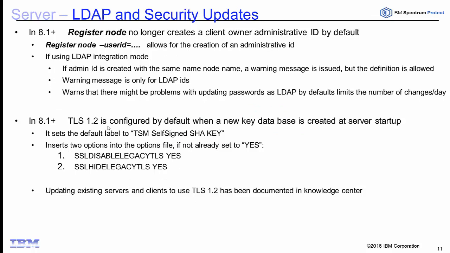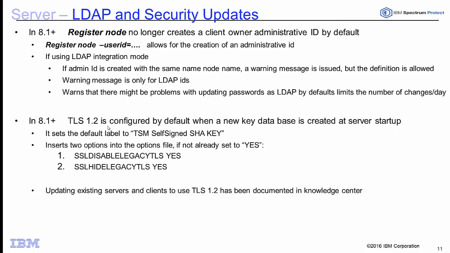In version 8.1, we've updated the way we do a register node. Now by default, when you register a node, we will no longer create a client owner administrative ID. Previously, when you did a register node, we would create both a backup archive client and the associated client owner administrative ID, and they would have the same ID name.